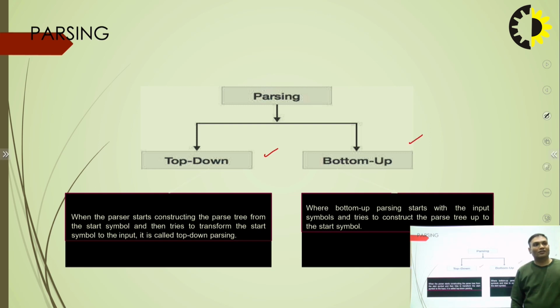When the parser starts constructing the parse tree from the start symbol and then tries to transform the start symbol to the input, this type of parsing is called top-down parsing. And in bottom-up parsing, the parser starts with the input symbol and tries to construct the parse tree up to the start symbol. So here we start with the starting symbol, here we start with the input symbol. There is a non-terminal in the starting, here is the terminal in the starting.